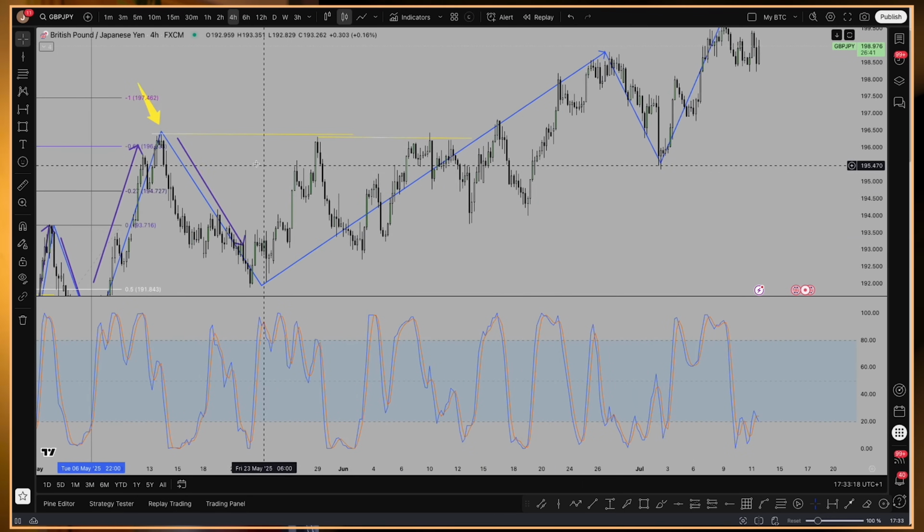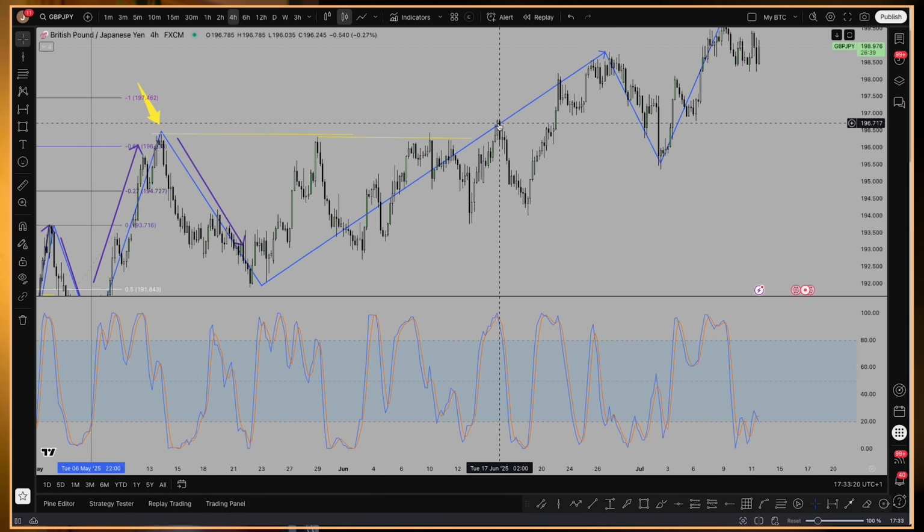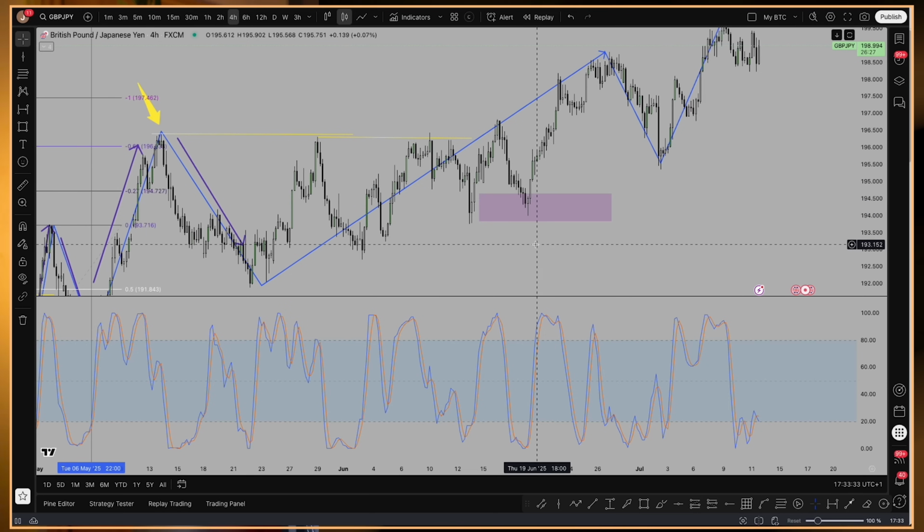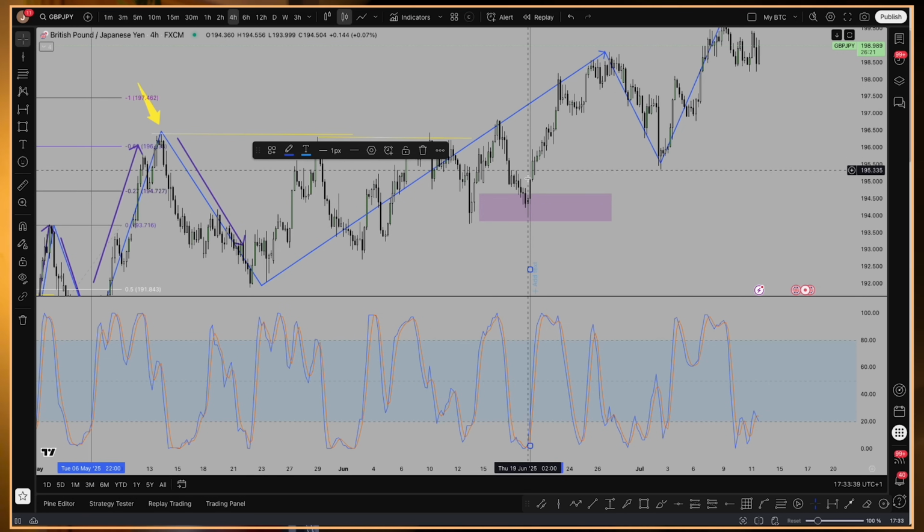Go to this particular place. So this is when structure was broken here, right? So if structure is broken here, this is the candle we are looking at to take our trade. Okay. And if we want to wait for confirmation, this is when the market came back into the zone. So we can take our trade here.